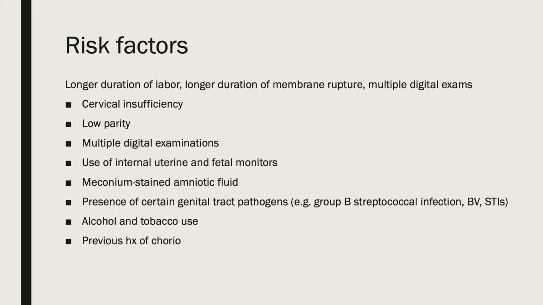There are multiple risk factors that can increase the risk of IAI, and these include cervical insufficiency, low parity, multiple digital exams, use of internal uterine and fetal monitors, meconium-stained amniotic fluid, presence of certain genital tract pathogens that can then track upwards, alcohol and tobacco use, and previous history of chorioamnionitis or IAI. But it's important to note that these risk factors may not be independently associated with IAI, but are more associated with the longer duration of labor and membrane rupture.